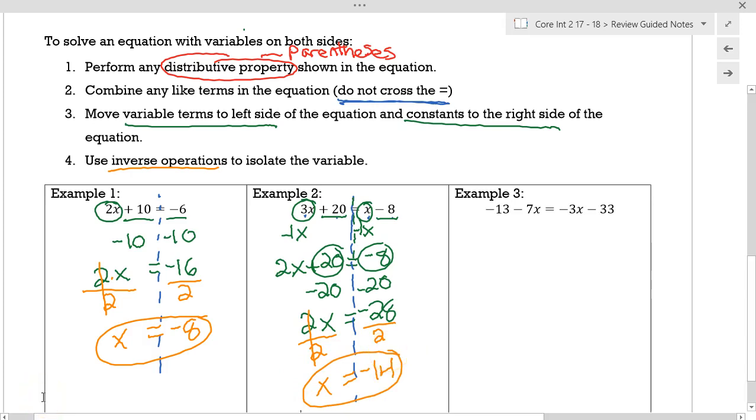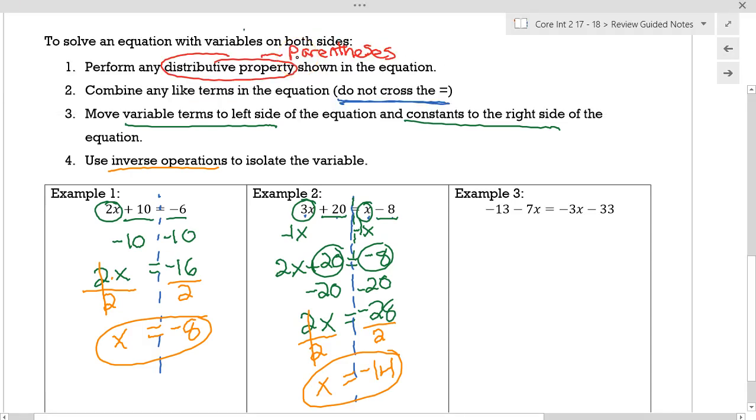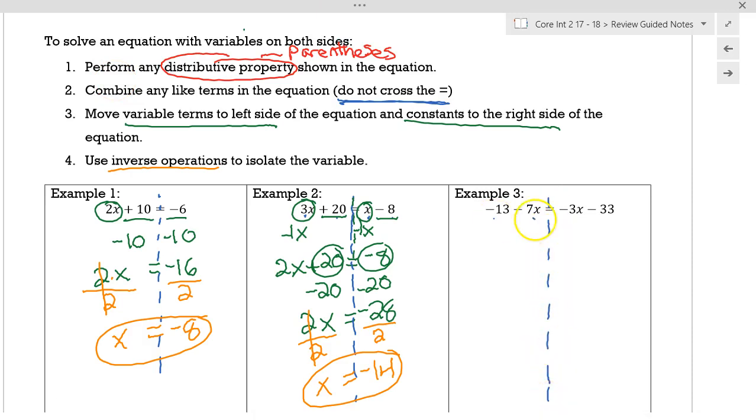All right, same type of example as example 2 for example 3. I have negative 13 minus 7x equals negative 3x minus 33. Again, we don't have a step 1 here. There is no parentheses. Don't have a step 2 either, right? Negative 13 minus 7x on the left side, those aren't like terms. Negative 3x minus 33, those aren't like terms.